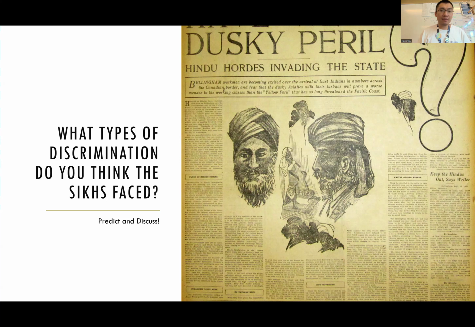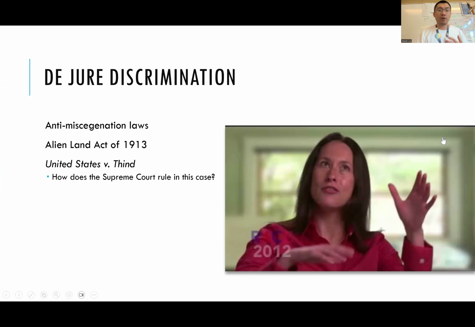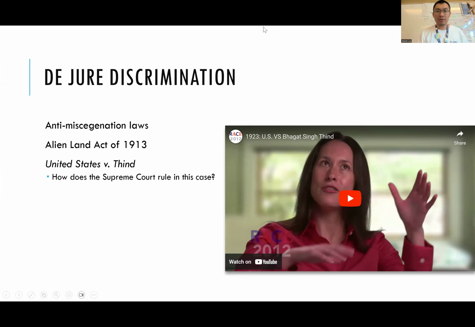So at the end of the day, many Sikh men face both social discrimination and de jure discrimination. We're going to talk a little bit about de jure discrimination. So first, we see anti-miscegenation laws come into play, right? Again, anti-miscegenation laws, laws that banned interracial marriage.